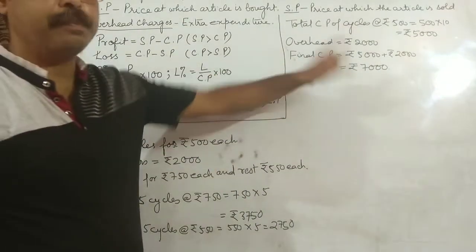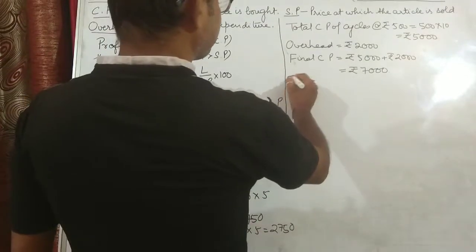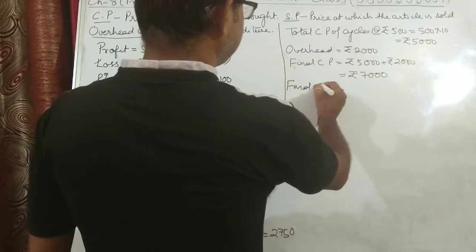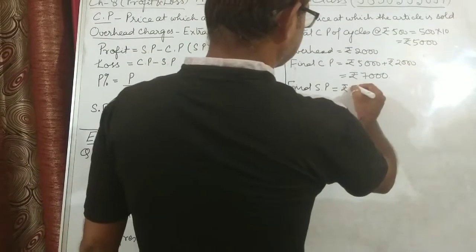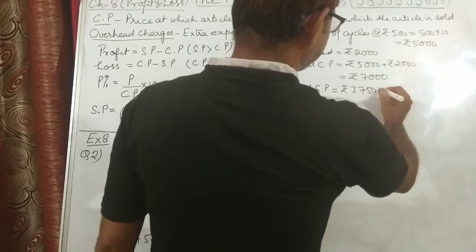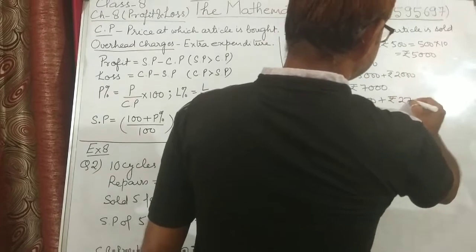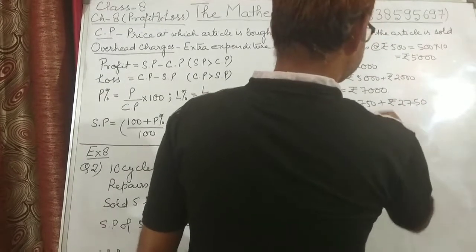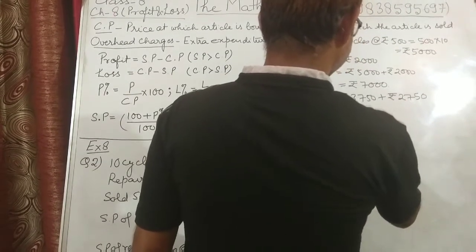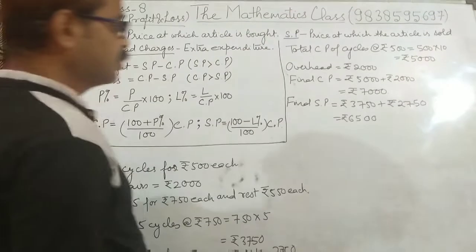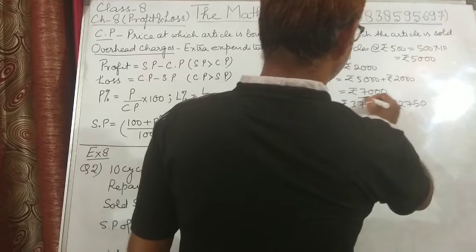So this is the final CP. We will calculate the final SP. So final SP or selling price is rupees 3750 plus rupees 2750. This is 6,500. Now this is the selling price and this is the cost price.